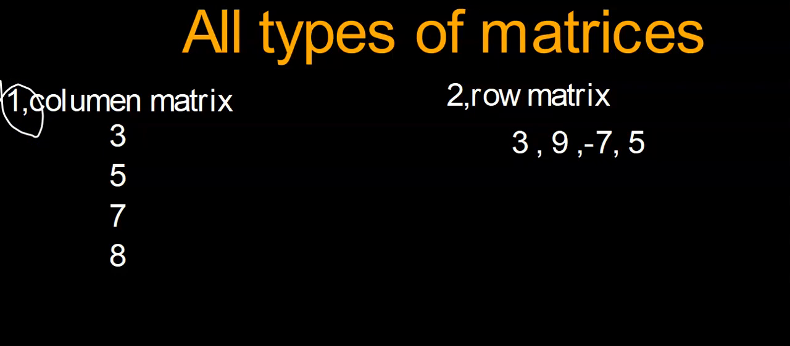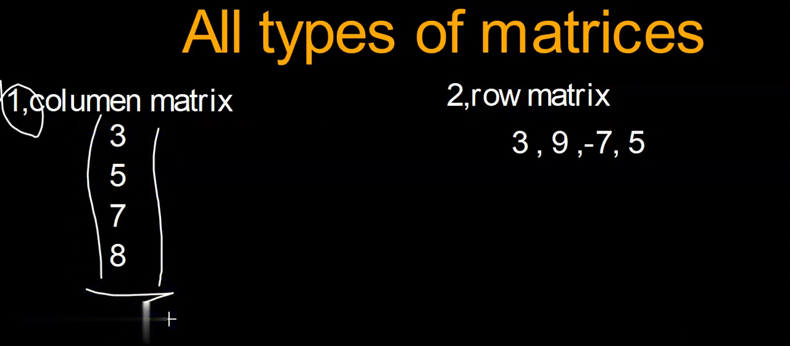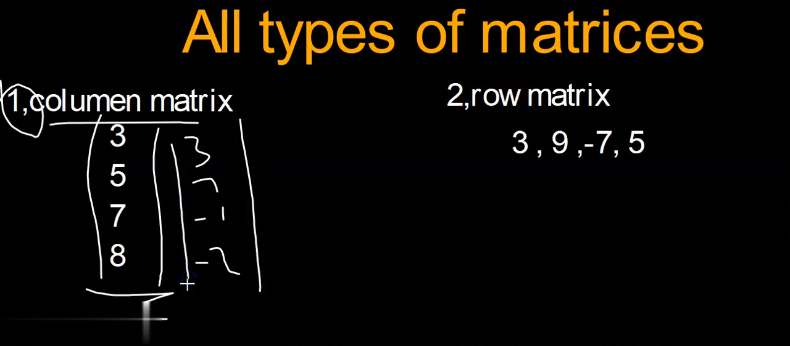For a matrix to be a column matrix, it means that it has one column. So if the matrix has one column, we call this a column matrix. As you can see over here, this is one column, so this is called a column matrix because it has only one column. If it is a matrix like 3, 7, -1, -2, this is also the same, so this is also a column matrix. It must be one column to be a column matrix.